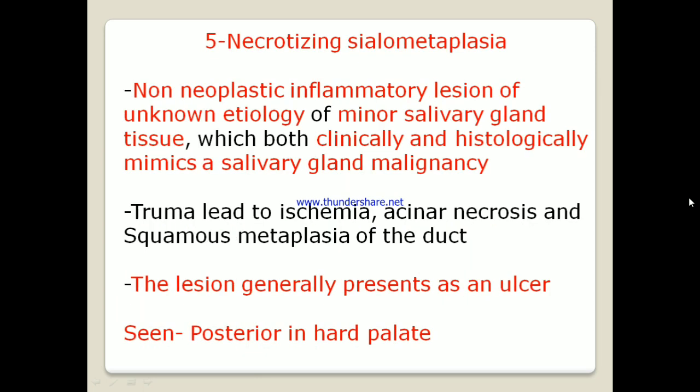5. Necrotizing sialometaplasia. Non-neoplastic inflammatory lesion of unknown etiology of minor salivary gland tissue, which both clinically and histologically mimics a salivary gland malignancy. Trauma leads to ischemia, acinar necrosis, and squamous metaplasia of the duct. The lesion generally presents as an ulcer.